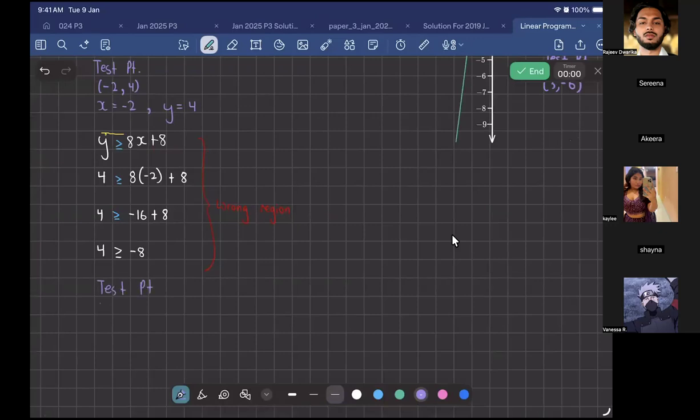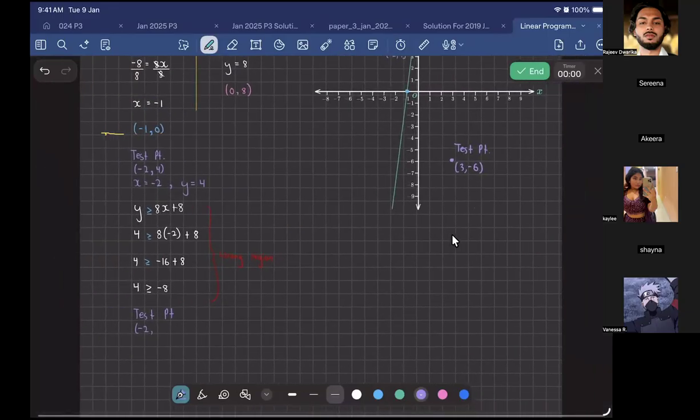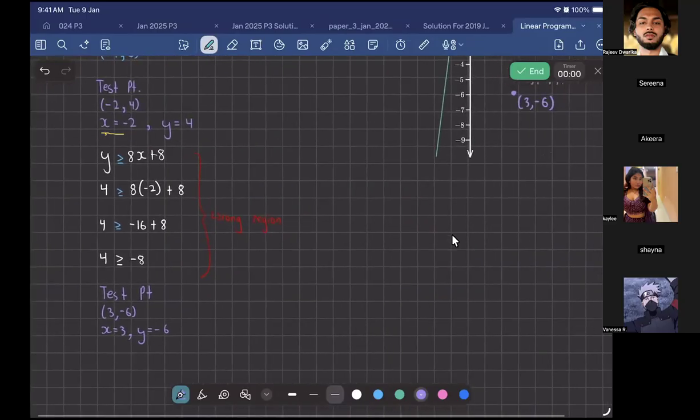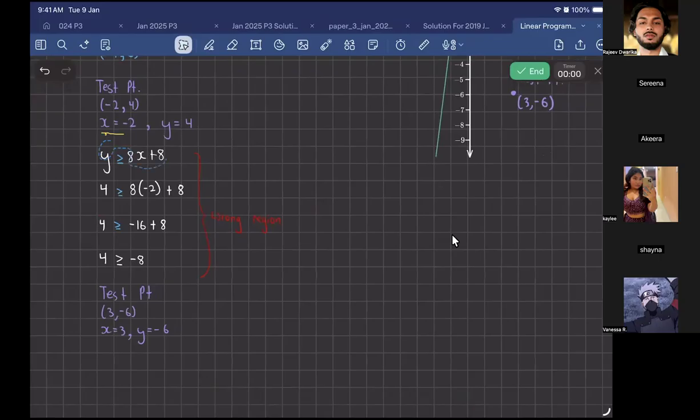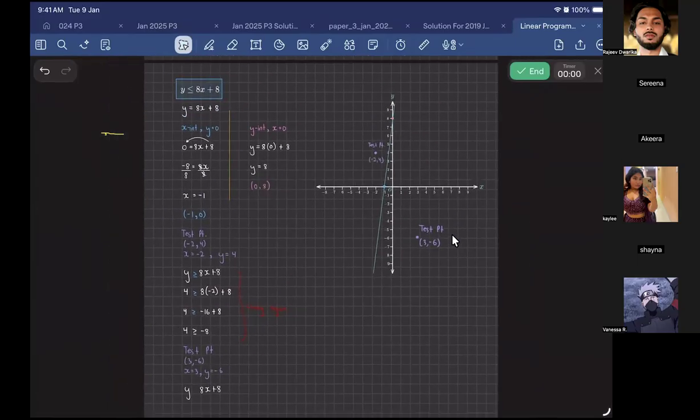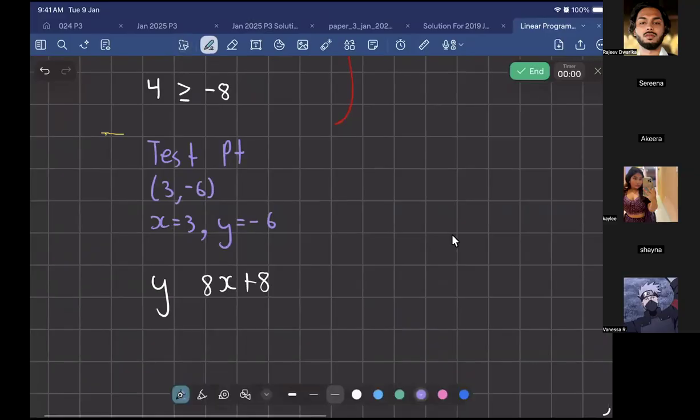Right? No, I'm saying it's 3 comma minus 6. So x is equal to 3 and y is equal to minus 6. Great. And I'm going to plug that into this. And what sign do I want? More than or less than? Less than or equal to. Exactly. So let me start. So y is minus 6, so I'm going to put minus 6.